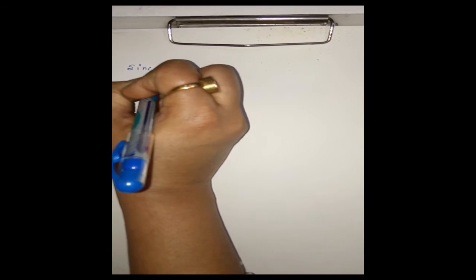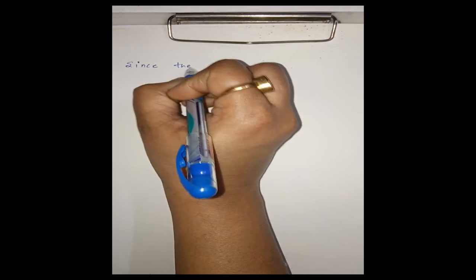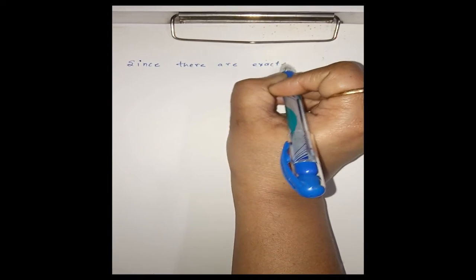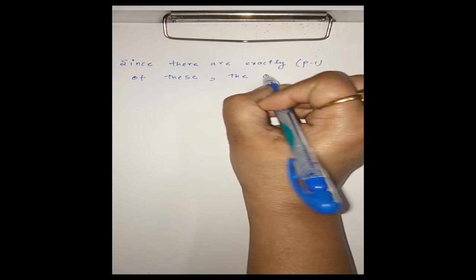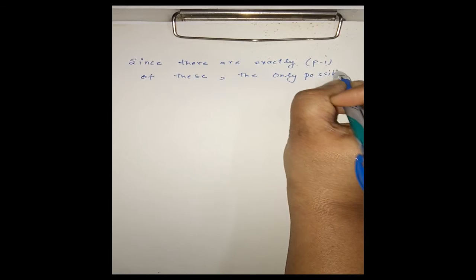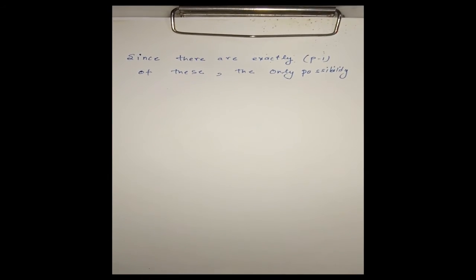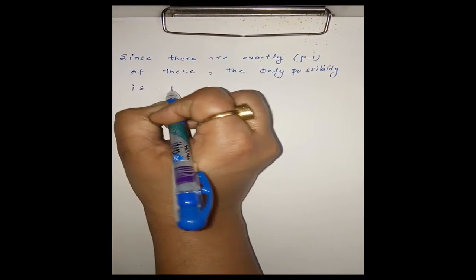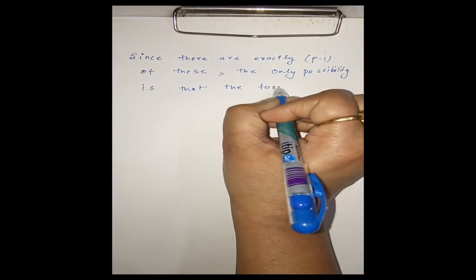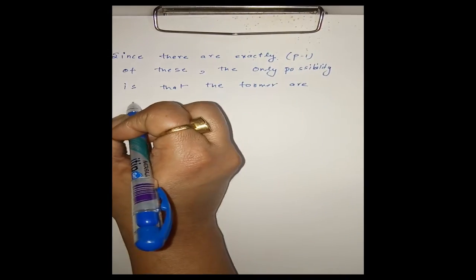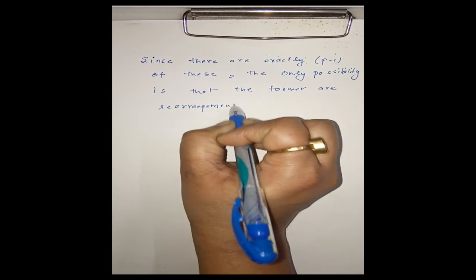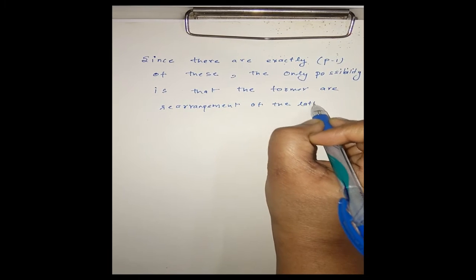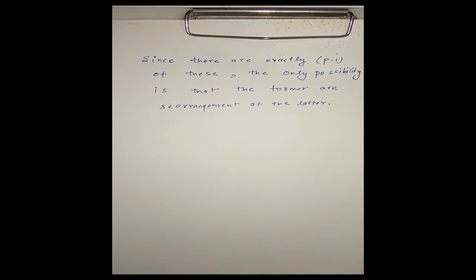Therefore, since there are exactly p minus 1 of these, the only possibility is that the former are a rearrangement of the latter. I can write like this. Clear?